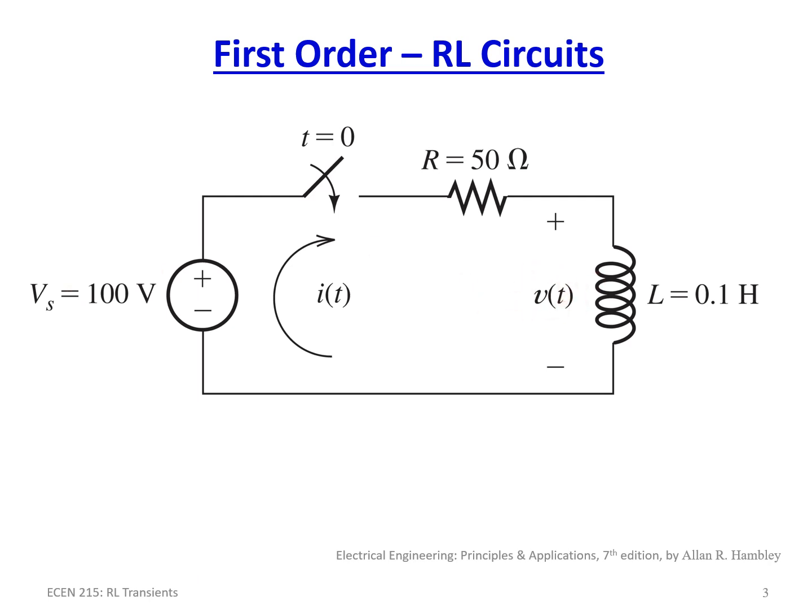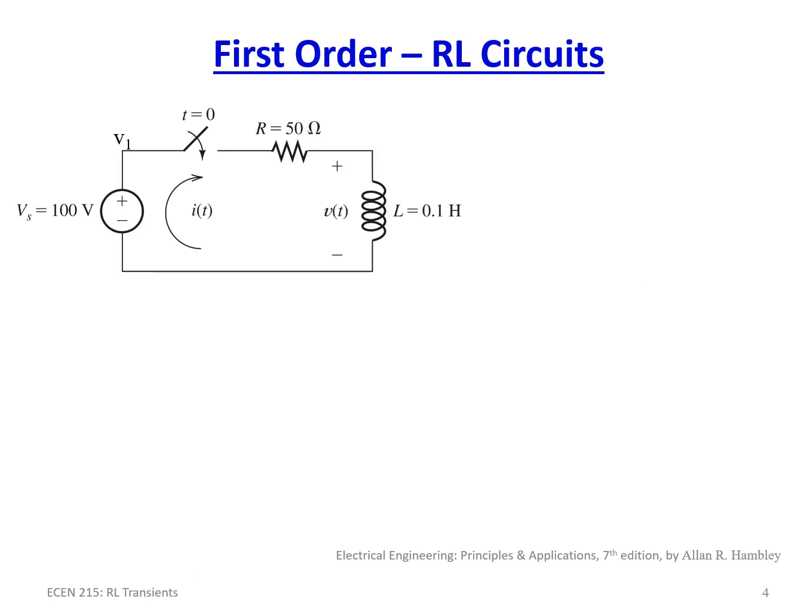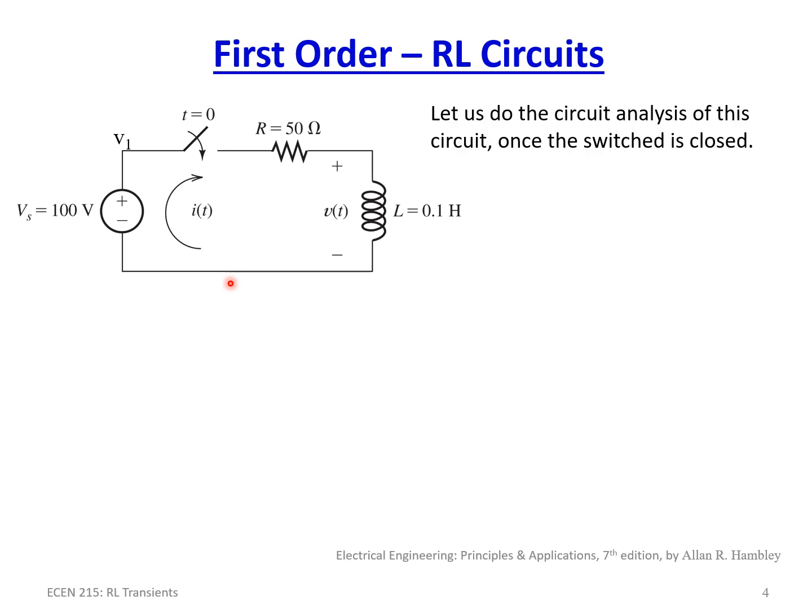So let's start that analysis process. Here we have our circuit. We have, in this case, a 100 volt power supply, Vs. We have t equal to 0, meaning that at time 0, the switch is thrown, and the circuit is just simply a 50 ohm resistor in series with this inductor in series with this power supply. Prior to time equal to 0, the switch is disengaged, which means the circuit really is just simply this power supply. So let's first do some circuit analysis of the circuit once the switch is closed.